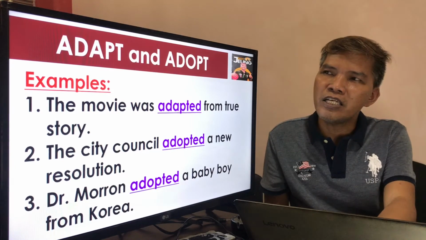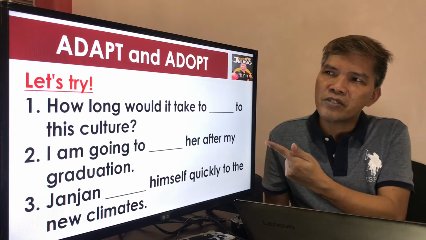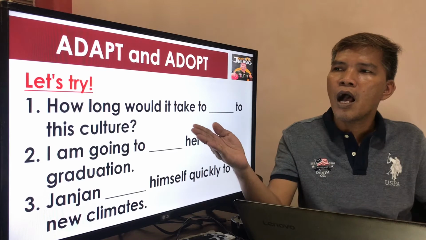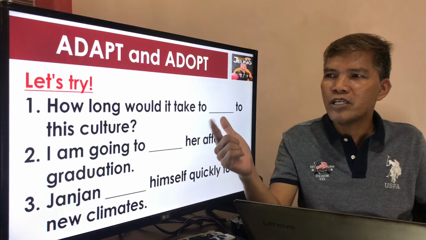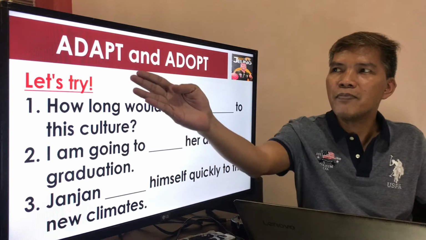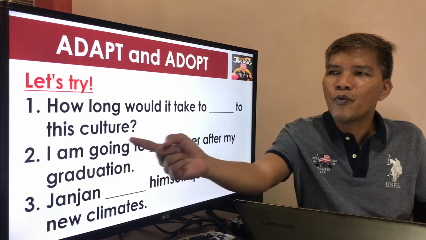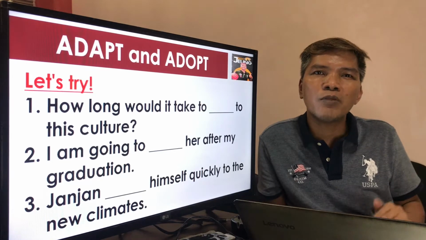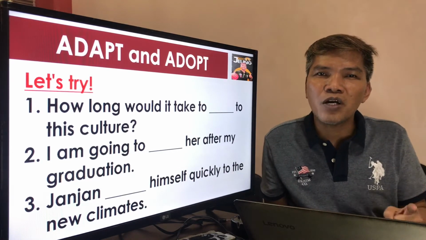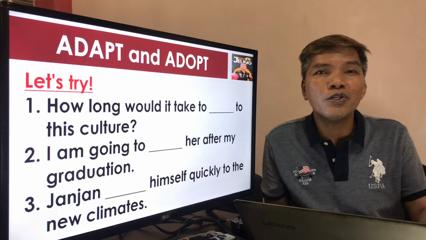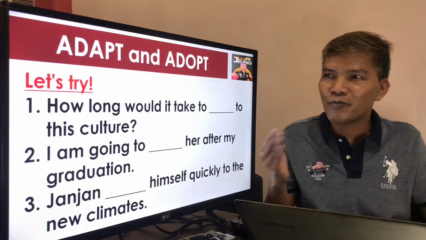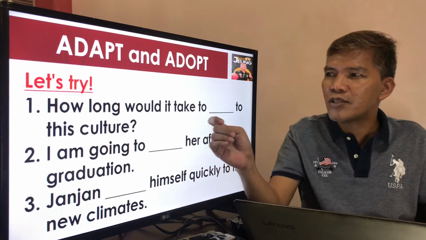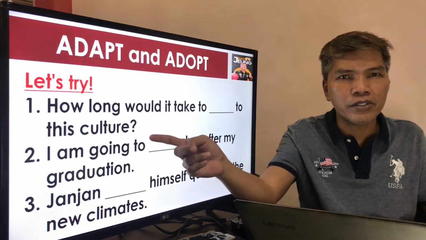Okay, let's see. What's the correct answer for the following? Let's try. How long would it take to blend to this culture? Is it adapt or adopt? So we need to adjust to this new culture. It's like when you are going to visit one particular place, you need to adjust to the culture of that place. Therefore, we will use adapt. How long would it take to adapt to this culture?